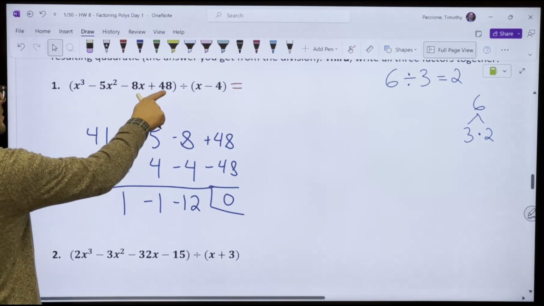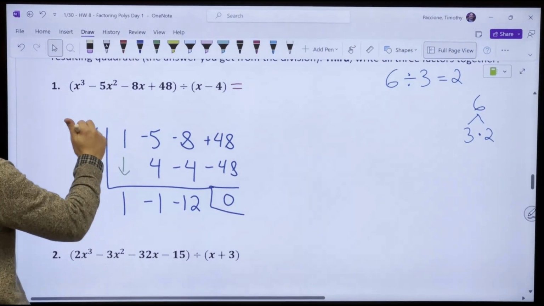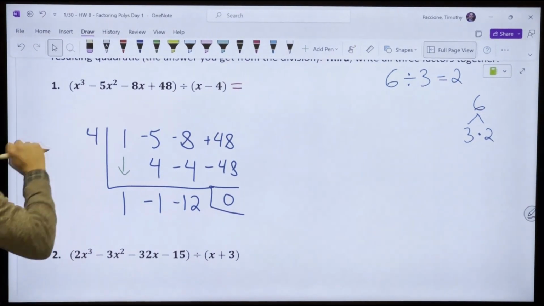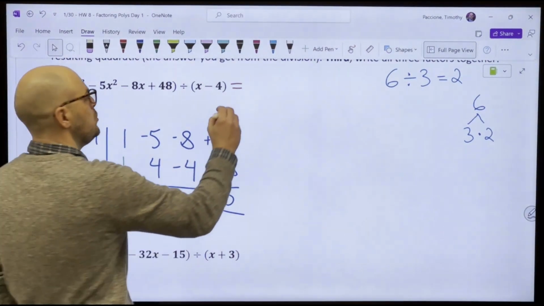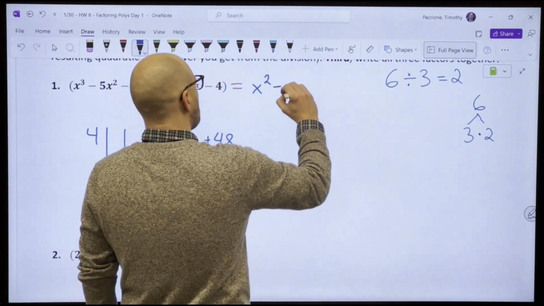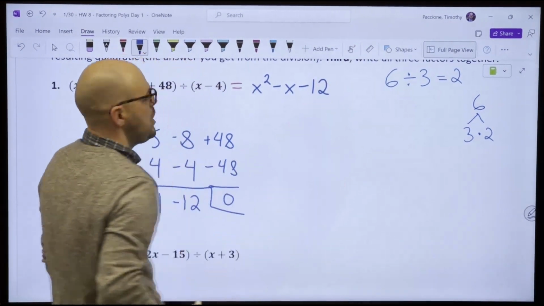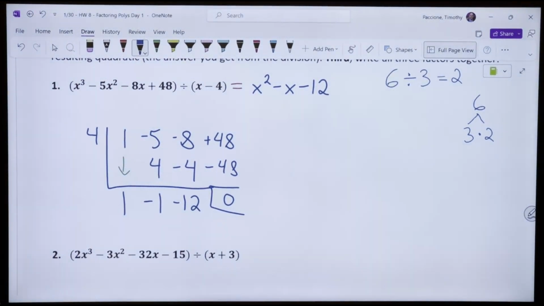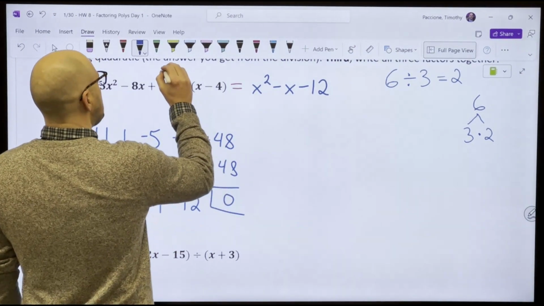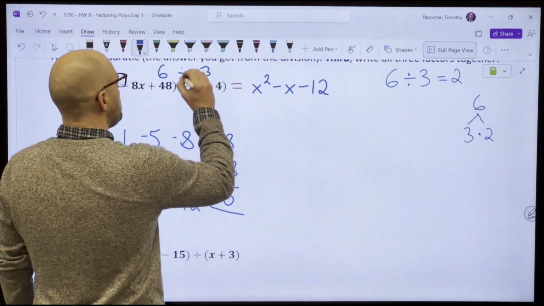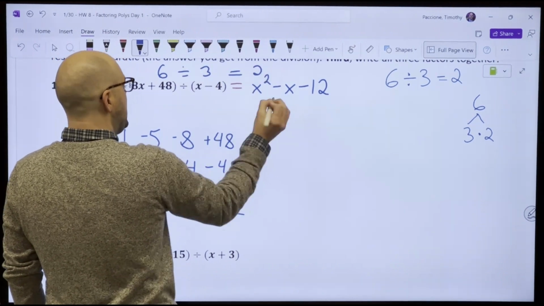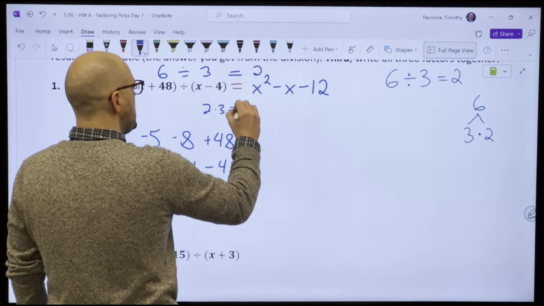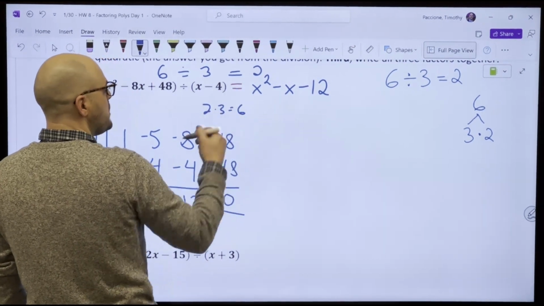I can say this divided by this is what? What's the answer to this question? Just the division. X. Go ahead, Hannah. X squared minus x minus 12. Right. Okay. Now, how is that factoring? Well, we divided and we got an answer, right? So, just like 6 divided by 3 equals 2, meaning 2 times 3 equals 6, factored, well, we can do the same thing.